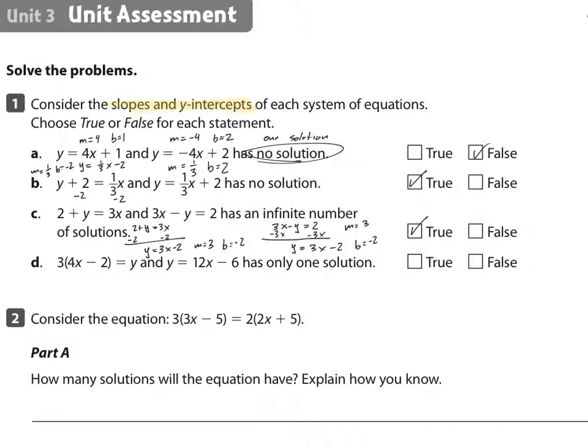And for the last one, you need to apply the distributive property, and you get 12x minus 6 is equal to y. The slope is 12, y-intercept is -6, and for the other one, it's the same thing. So slope is 12, y-intercept is -6. Now this one tells you one solution, which is incorrect because it's the same line.